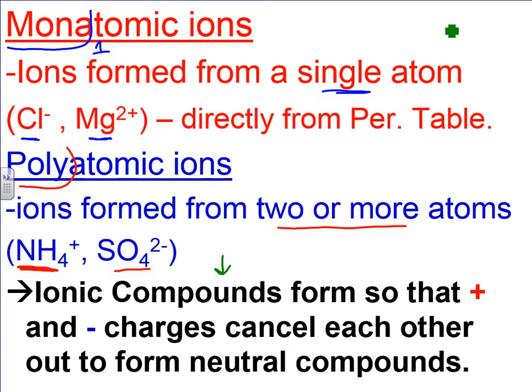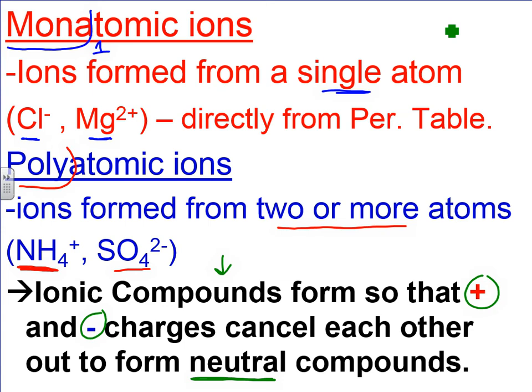Ionic compounds form so that the positive and the negative charges cancel each other out to form neutral compounds. So every compound that you see has to be a neutral compound, which means we'll have to match up the positives and the negatives to make sure our compound is neutral.